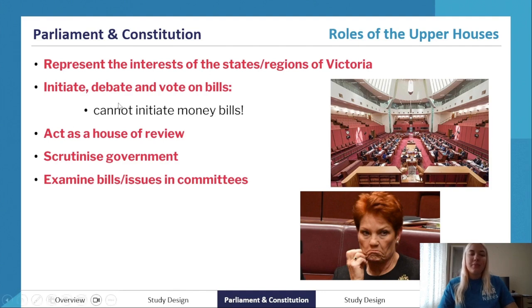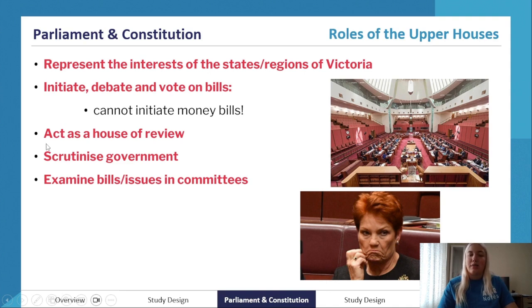Now, they also initiate debate and vote on bills if they're the house that the bill is being initiated in. However, remember this important difference: the Senate or the upper house, they cannot initiate any money bills relating to government spending and allocation of spending.